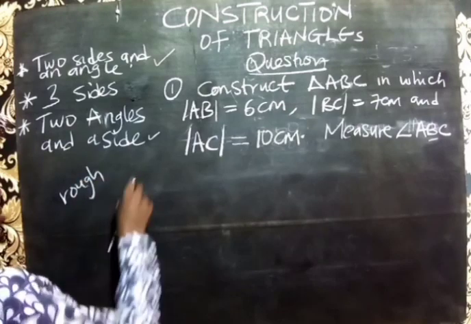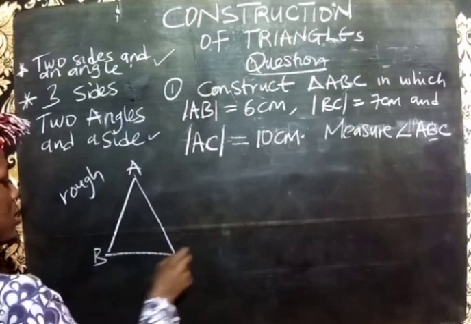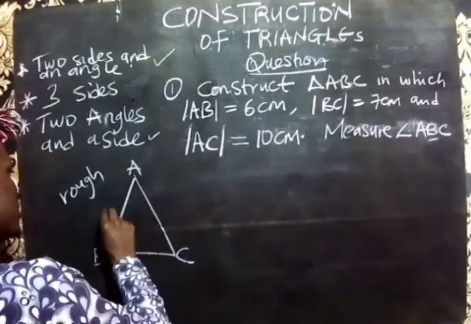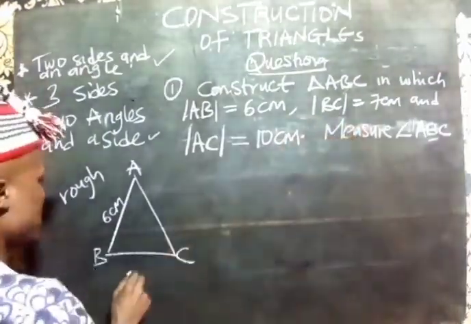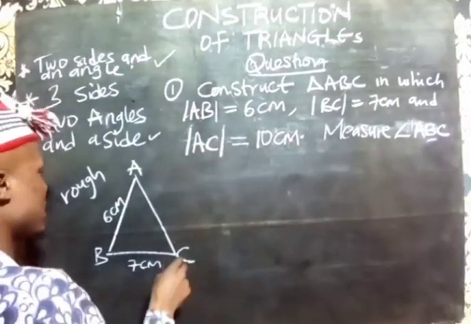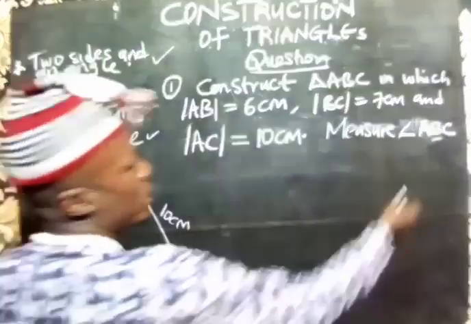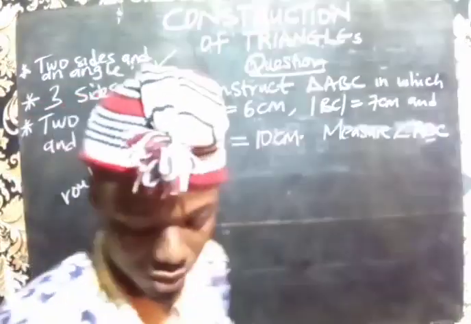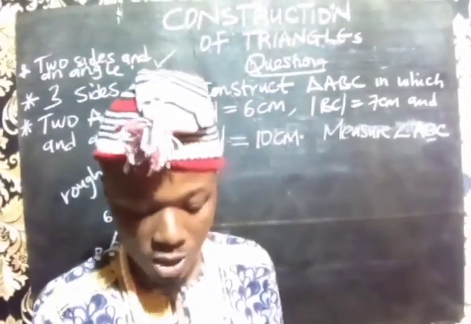For instance, this is the rough triangle ABC, and we are told that line AB is 6 cm. So this line AB is 6 cm, line BC is 7 cm, while this line AC is 10 cm, like they said. Then we should measure angle B, which is this angle here. So let us now look at this rough and follow suit to construct the required triangle.